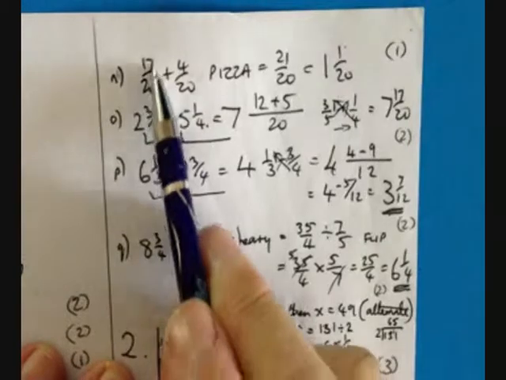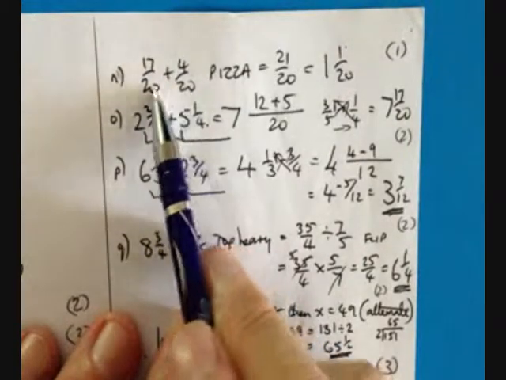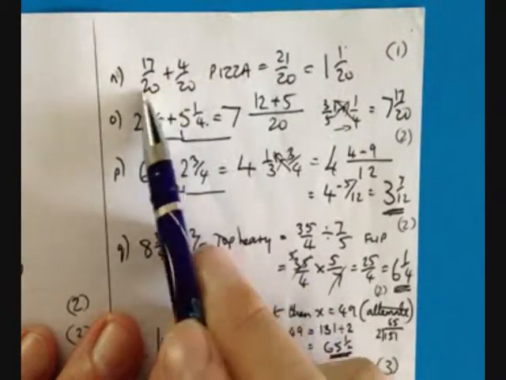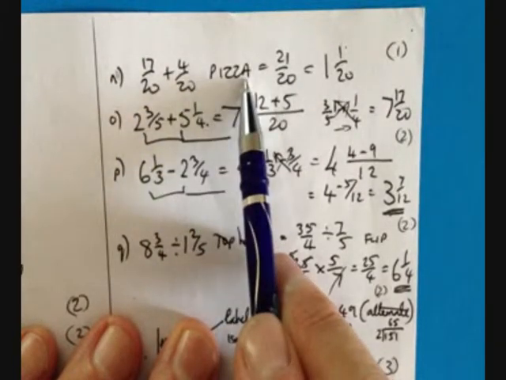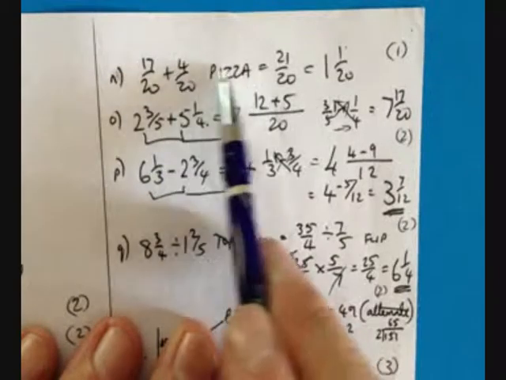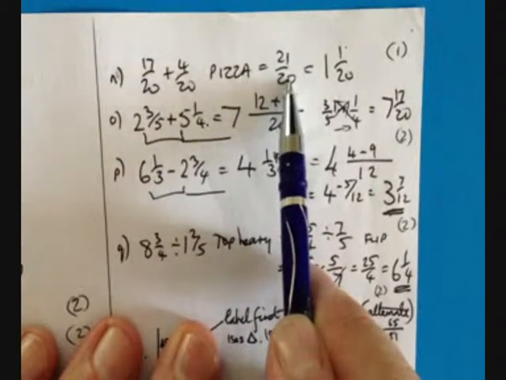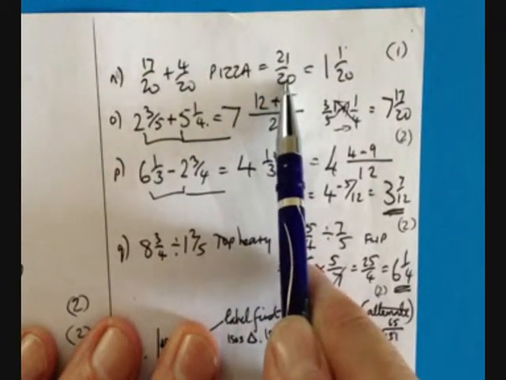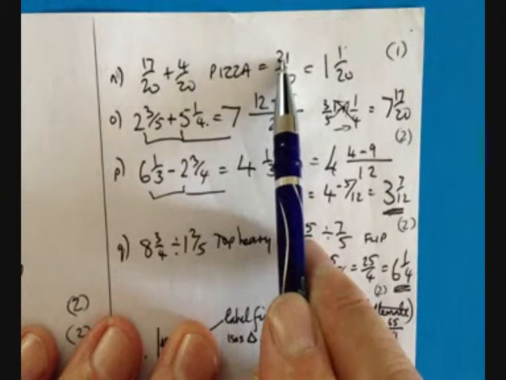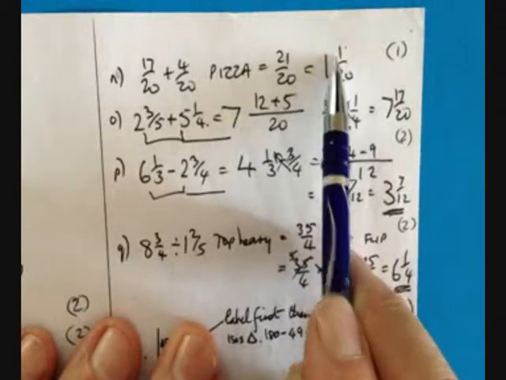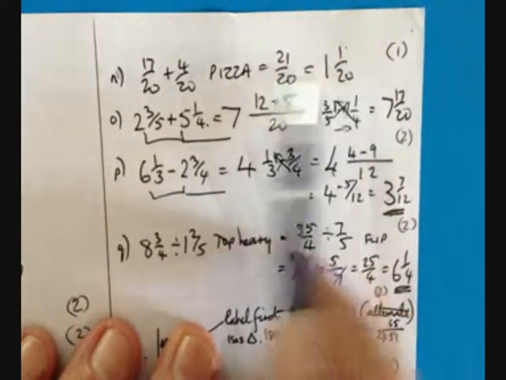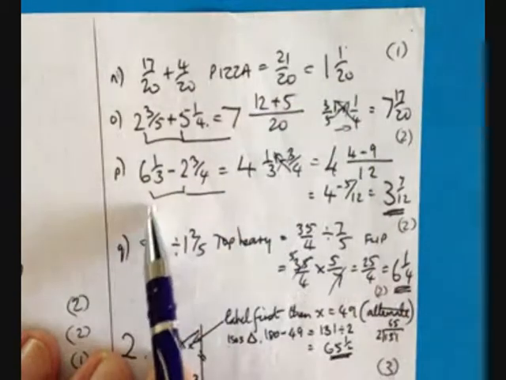Fractions next. 17 20ths plus 4 20ths. When the pizzas, as I call them, are the same, you just add. So not the bottoms, the pizza stays the same, ham and pineapple or whatever. This is 17 plus 4, 21, ham and pineapple. So 21 20ths. This is top heavy, so how many 20s in 21? 1 whole 1, remainder 1. 1 what? 1 20th, 1 ham and pineapple. Just think pizza and you'll get that right.